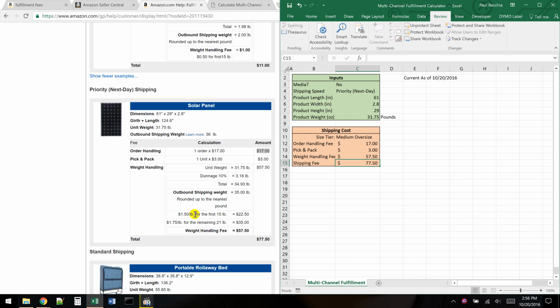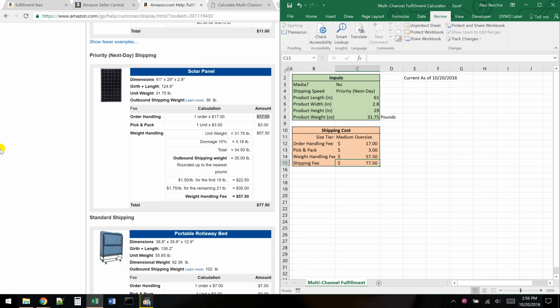So it's $1.50 per pound for the first 15 pounds. Then $1.75 per pound for the remaining 21 pounds. Gives you a total weight handling fee of $57.50. Fun stuff. So obviously, if you're shipping oversized products, it is a little more expensive. Again, if you want to know this stuff, that's great. I very much encourage people to understand what is going into their fees.